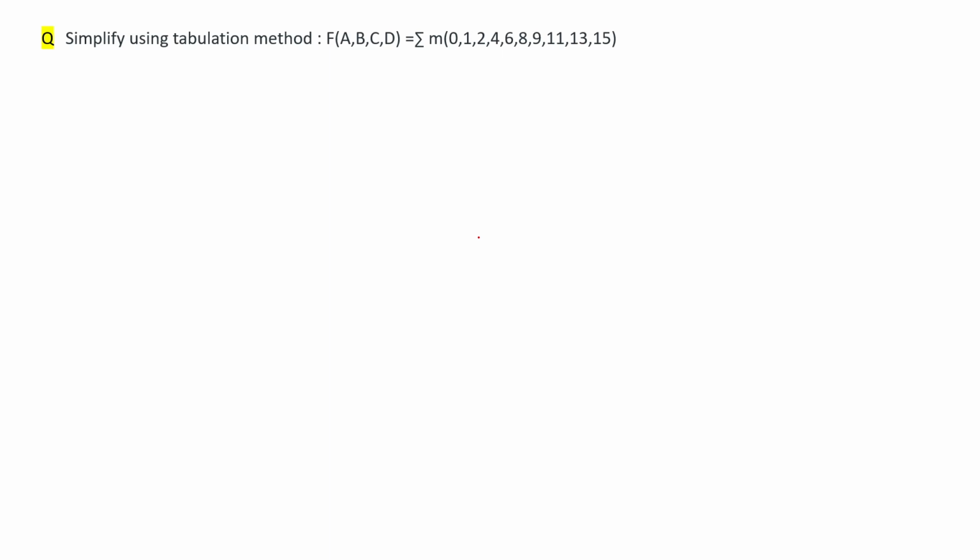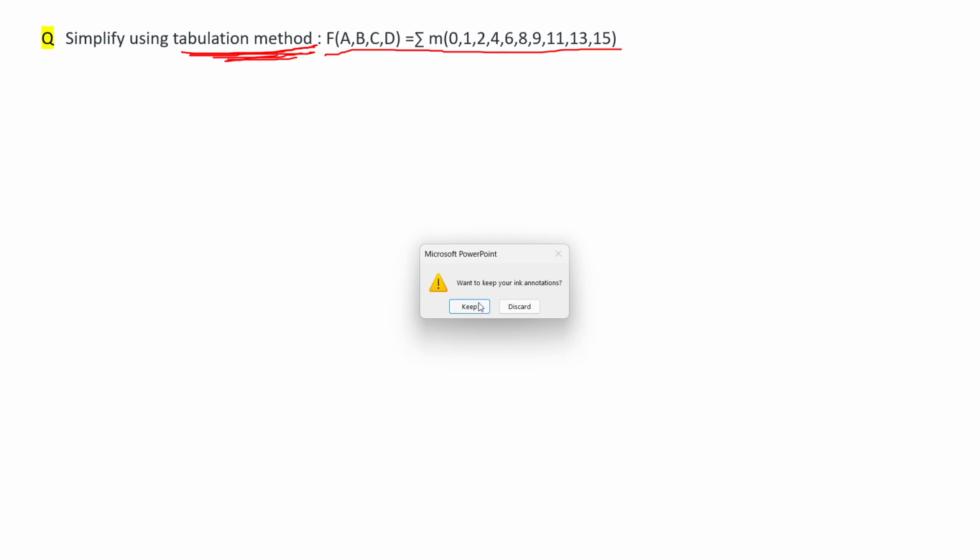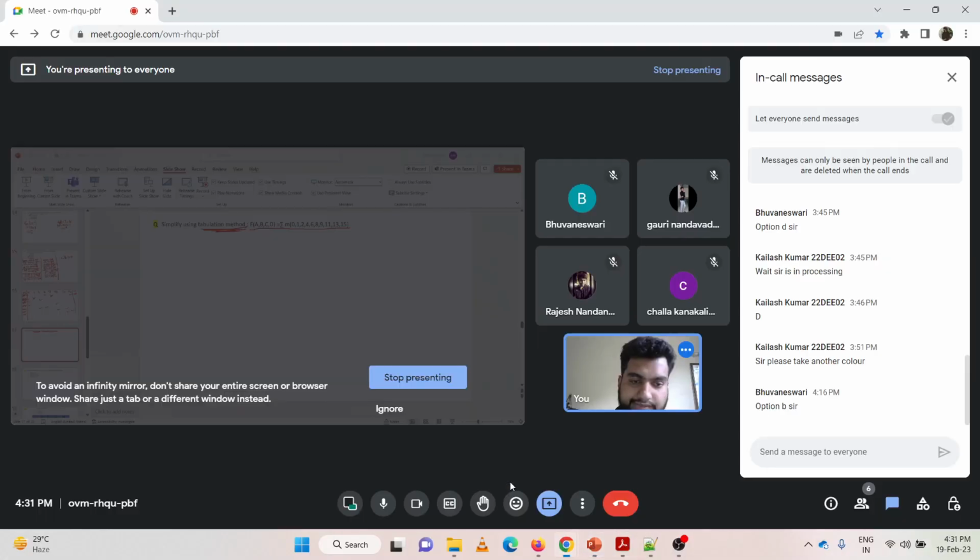I'll be giving you 7 to 8 minutes, and then we can proceed to the rest of the questions. You have to do it using the QM method. You can use the Karnaugh map method, but I want you to use the tabulation method. Do it using the tabulation method only, otherwise there is no fun. So it's 4:31. At 4:38 I will ask you to give your answer, then I will show you the solution quickly.